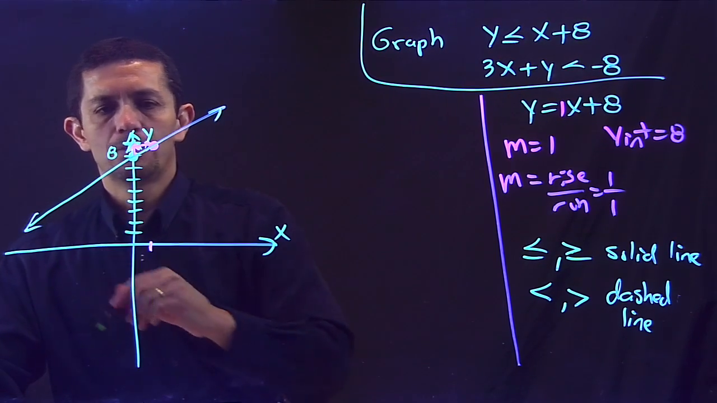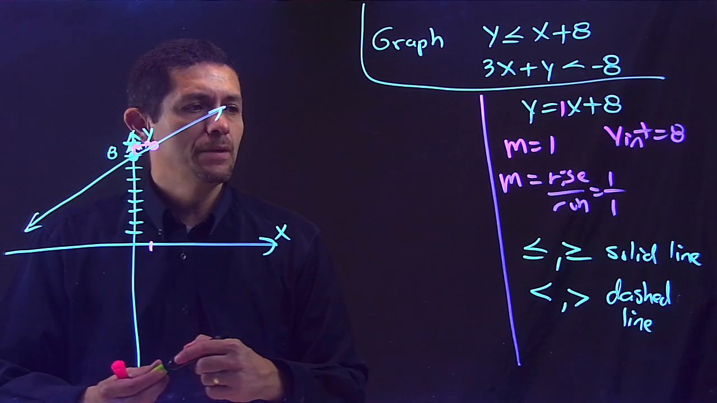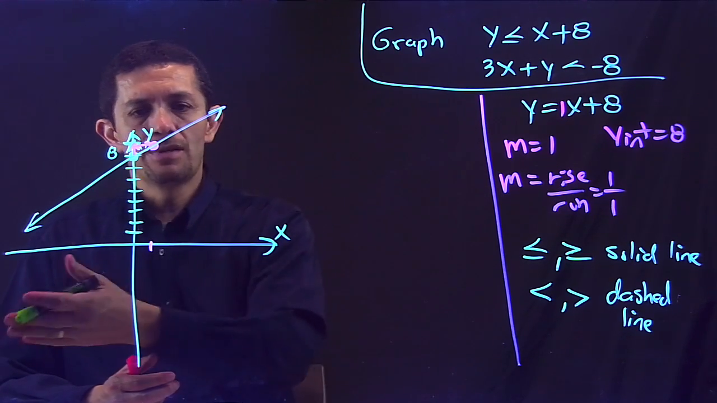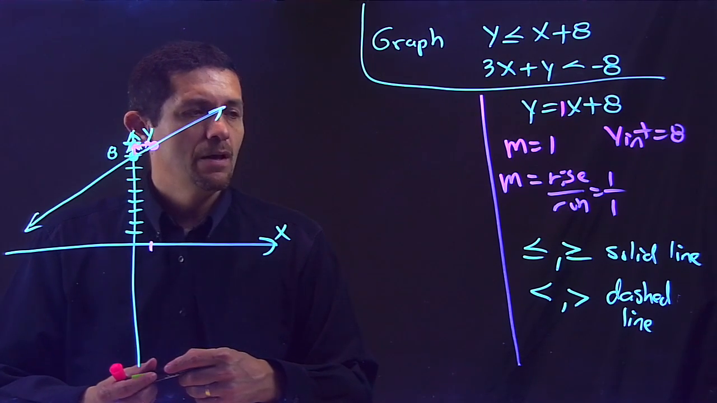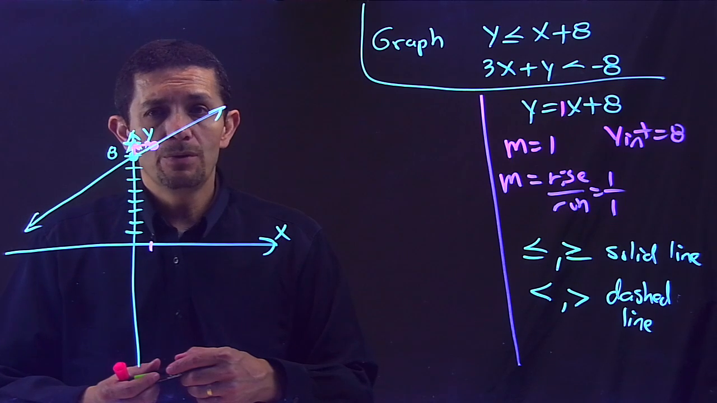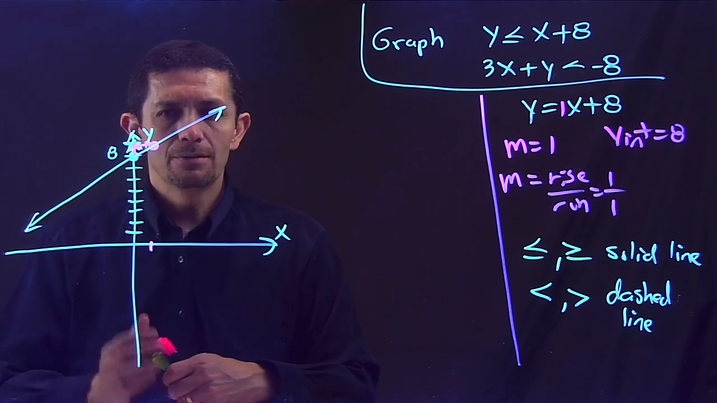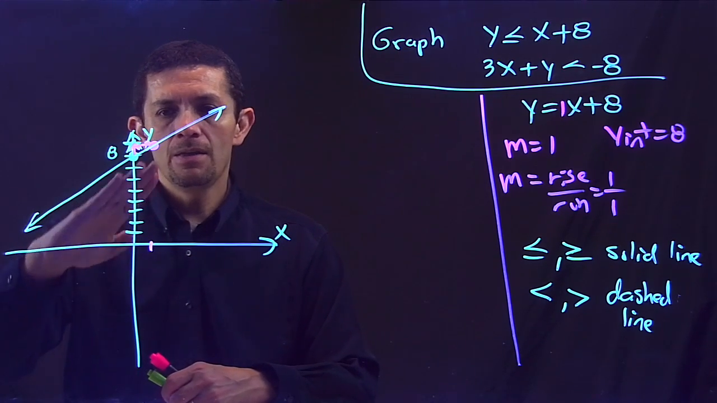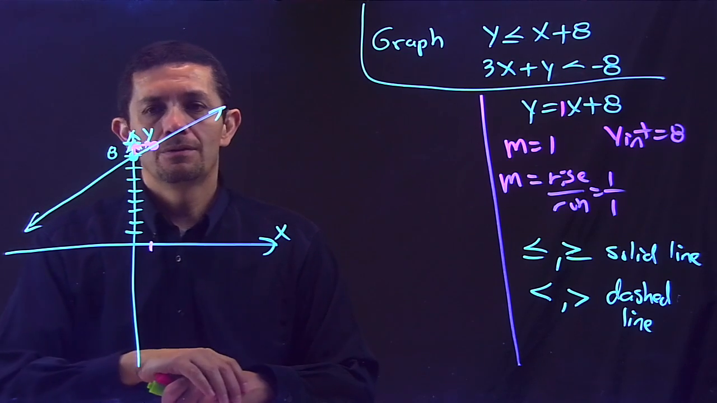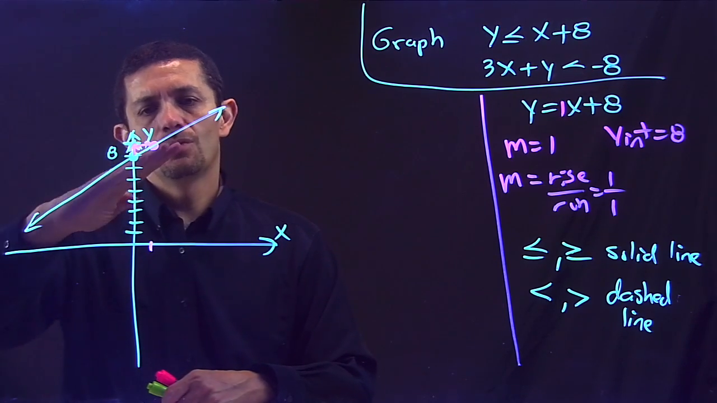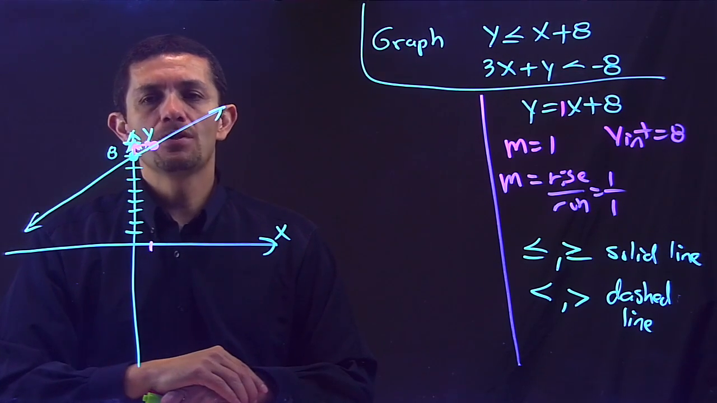All right, not too bad today. We're going to see if we need to extend that more or not. The next thing we have to do is shade. We need to shade on either side of the line, either above or below the line. How do we know that?